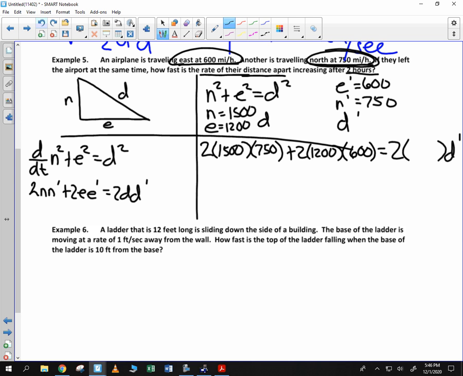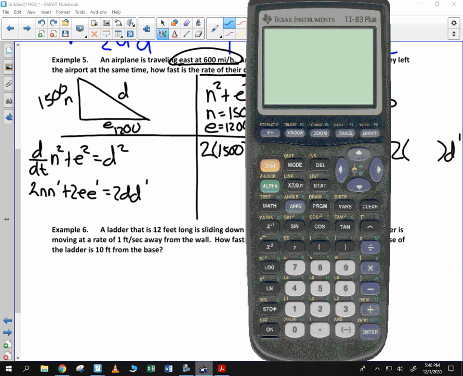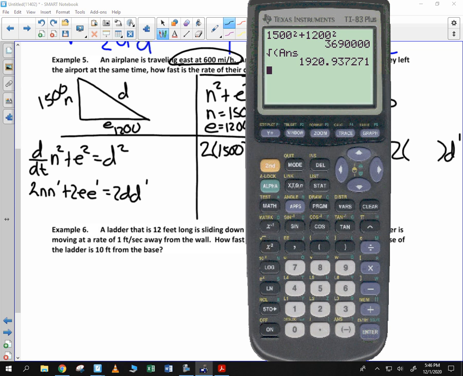Well, if you know n is 1,500 and you know e is 1,200, then you should be able to figure out d using the Pythagorean theorem. 1,500 squared plus 1,200 squared. I take the square root of the answer, and I get 1920.93.